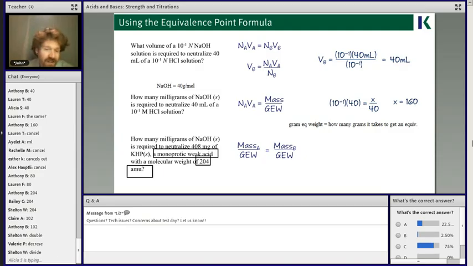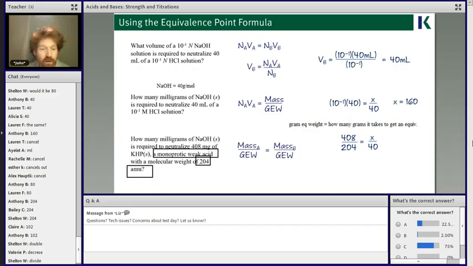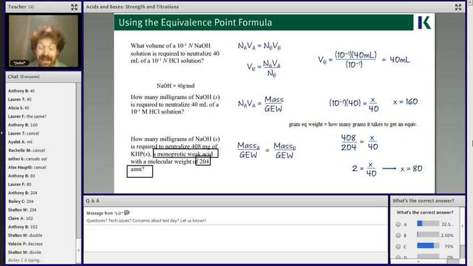So once we just set it up and plug and chug like before, it's 408 milligrams divided by 204, and as Anthony and Lauren already said in the chat, exactly true. That means it's going to take 80 milligrams, or 2 moles, or in this case millimoles, to fully neutralize your acid. All right. Nice work, everyone.